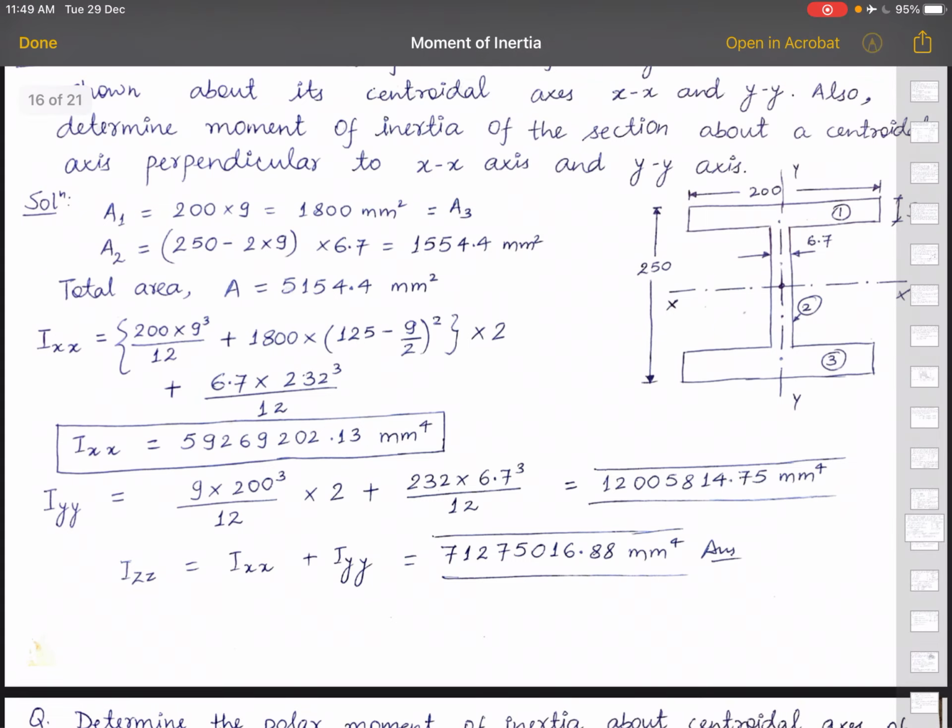If the section is symmetrical, so the centroidal axis will be there. This axis of symmetry will be the centroidal axis only, due to symmetry. Okay.